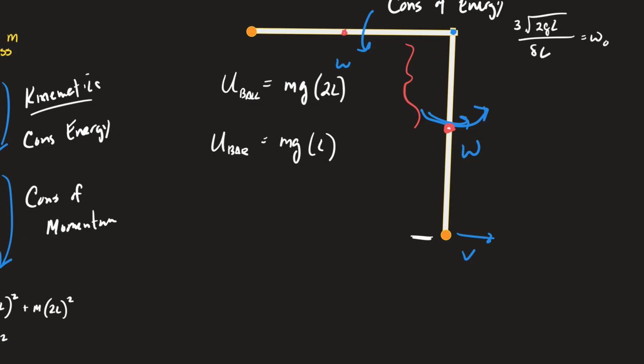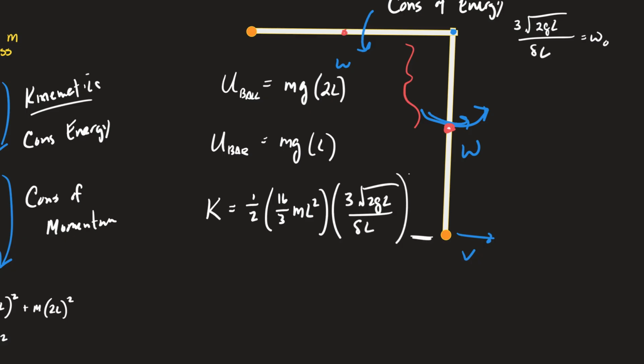Let's take a look at the kinetic energy of the system. The kinetic energy of the system is going to equal 1/2 I omega squared. All right, that's how we calculate it. So we got to put I in here, which is 16/3 mL squared. And then we have to put omega squared in there, which is 3 times the square root of 2gL over 8L, squared.